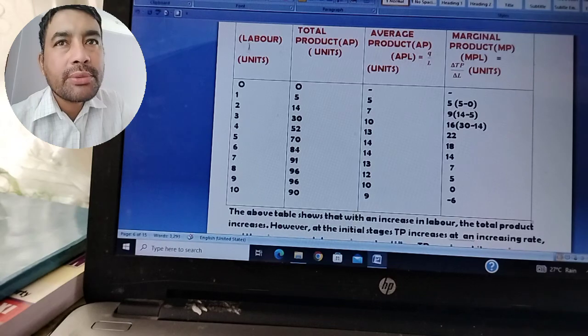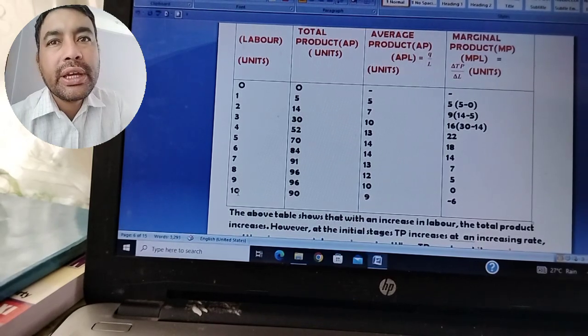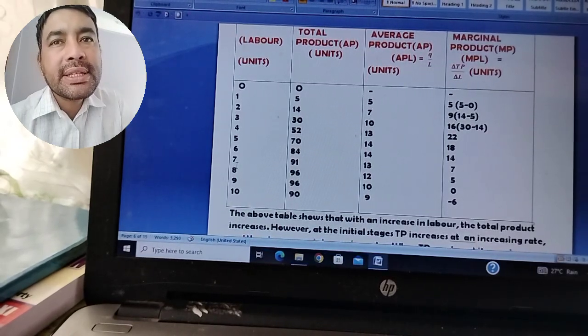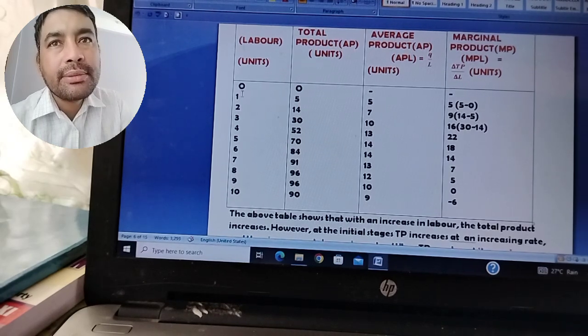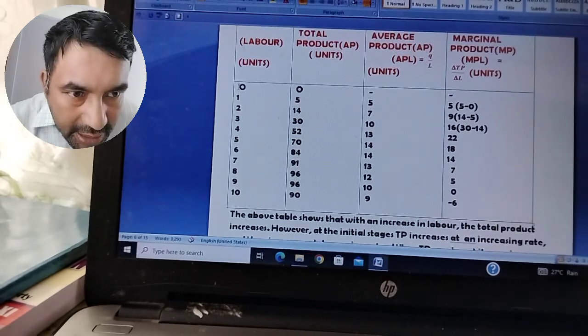First, you have to memorize. You have to take units of labor from 0 to 10. Okay, 0, 1, 2, 3, 4, 5, 6, 7, 8, 9. Don't take from where you have taken. It is just an assumption.